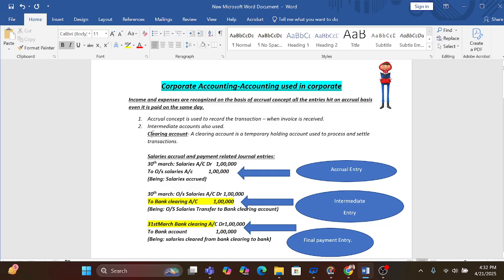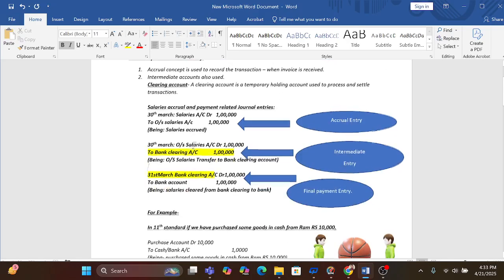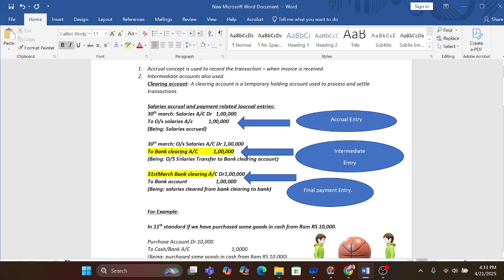So here I have written that a clearing account is a temporary holding account used to process and settle transactions. It is a temporary account, and we just hold the amount of payment for a single day or some period of time, so that on a particular date we will transfer the payment to a particular account.